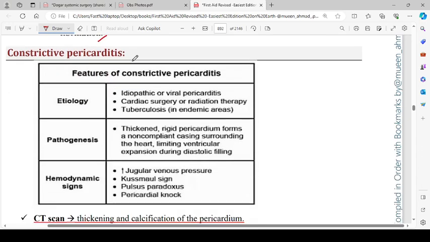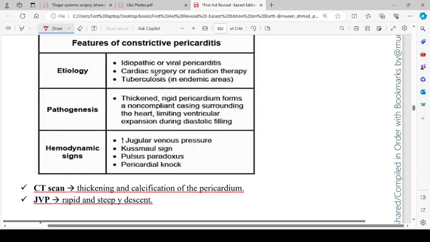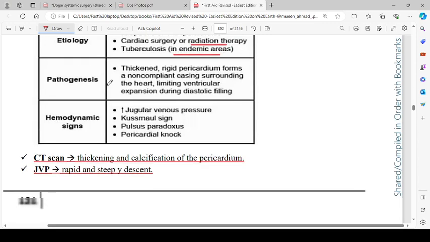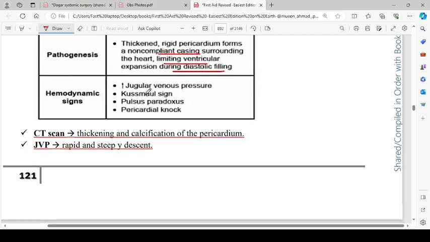Constrictive pericarditis. What are the features of constrictive pericarditis? Etiology: idiopathic or viral pericarditis, cardiac surgery or radiation therapy, tuberculosis in the endemic areas. Pathogenesis: thickened rigid pericardium forms a non-compliant casing surrounding the heart, limiting the ventricular expansion during the diastolic filling.